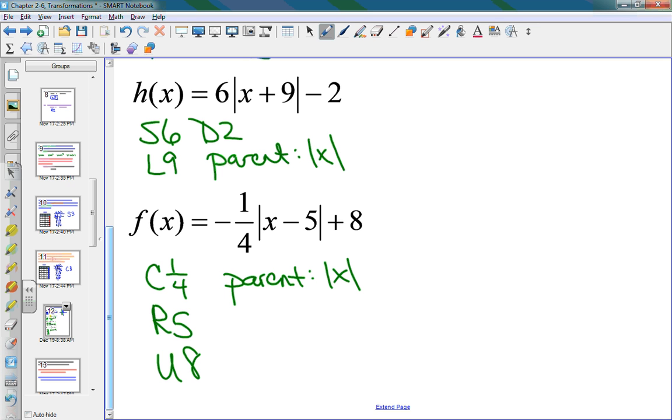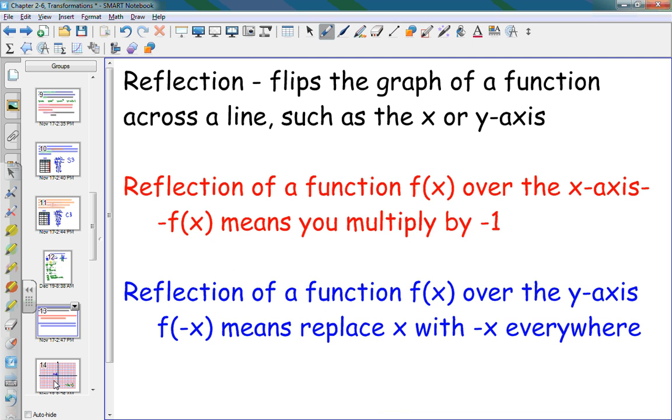How do I know if it's a mountain or a valley? Because the negative tells me that this thing is going to be reflected over the lovely little x-axis. So if we go to this next slide, reflection flips the graph across the x or y axis. How do I determine if it's the x-axis or the y-axis?